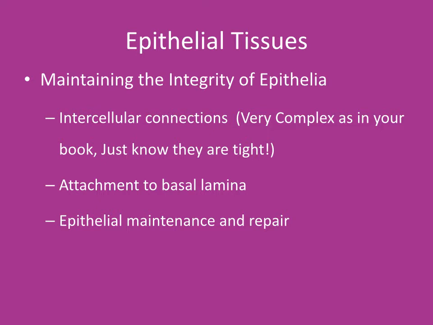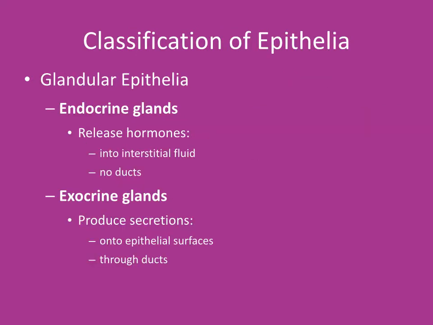So not only are they attached together, but they have to be attached to the basal lamina, which is the basement membrane of what they attach to. And they obviously play a role in maintenance and repair. If you lose a little piece of epithelia, you've got to grow it back.